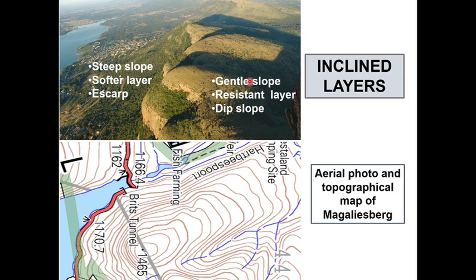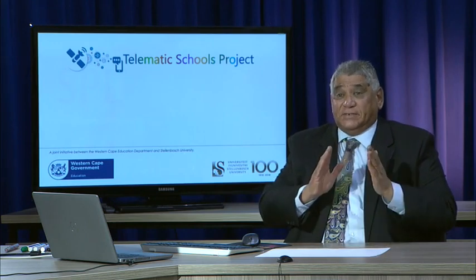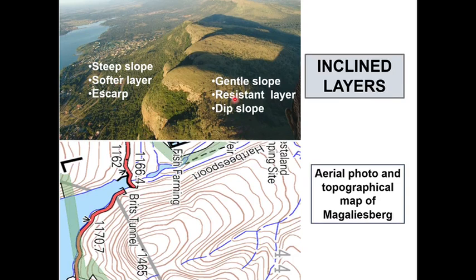Now, why? On the steep slope we've got a softer layer, and you know that weathering and erosion can take place at a much faster pace when you've got a softer layer. But when you've got a hard resistant layer, it's going to take much longer, and therefore you've got the gradual slope on that side. Look at the lovely steep escarp, as it is also called, on the one side. And this side, where you've got your gentle slope, is called your dip slope.